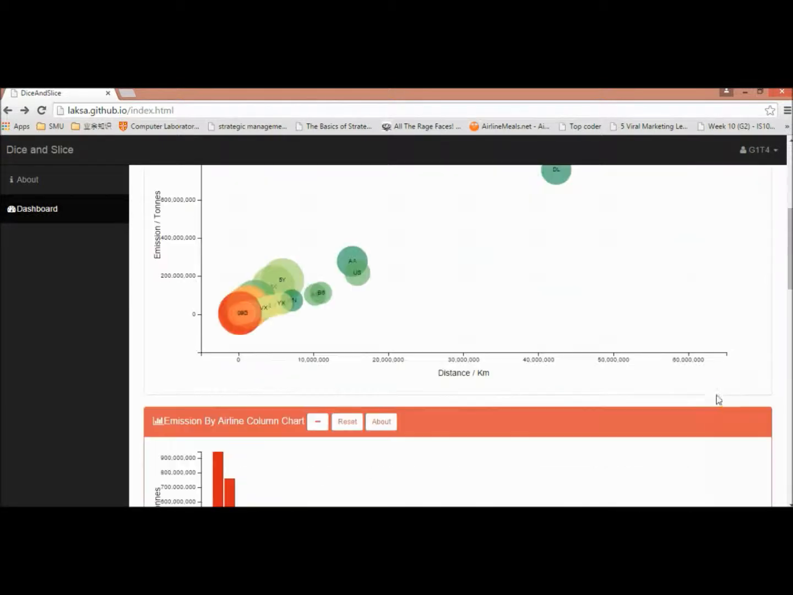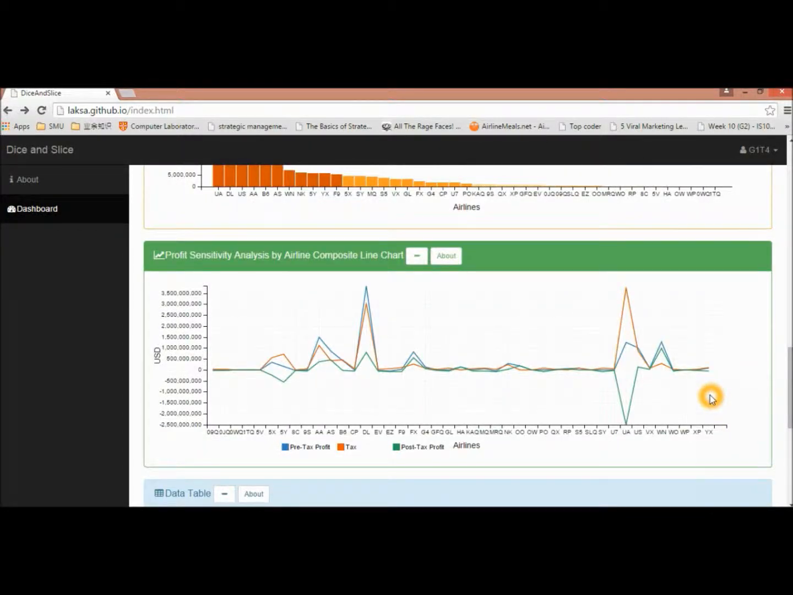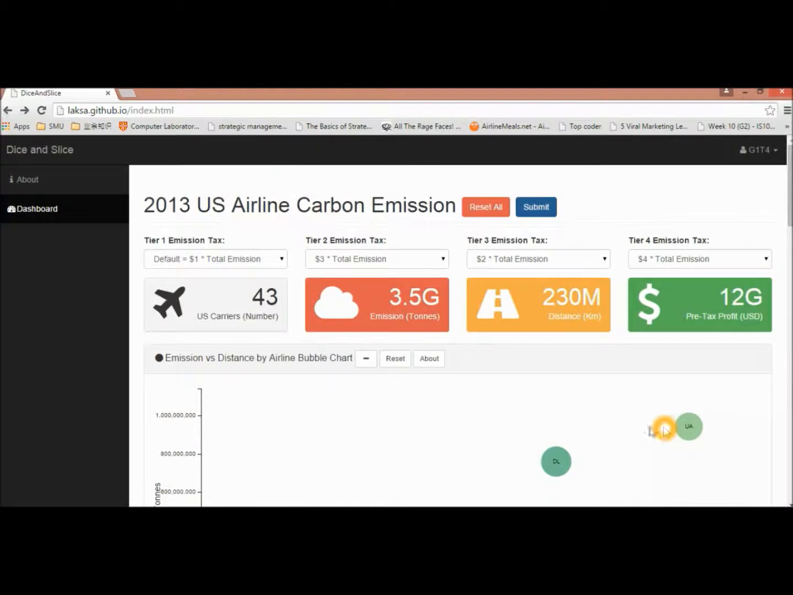For example, we can see that if such a tax is to be implemented, how would the whole industry perform in terms of profitability, and what is the impact of such a tax, just by looking at the difference between the pre-tax profit line and the post-tax profit line. The officers can then adjust the input parameters and determine an optimal level of tax. With that, we answer our second business question.